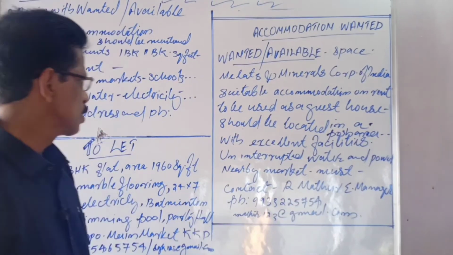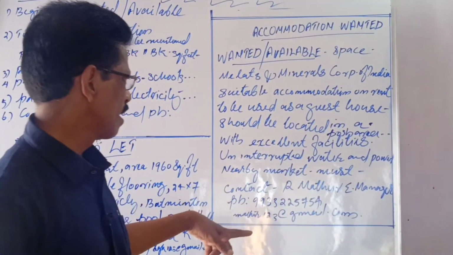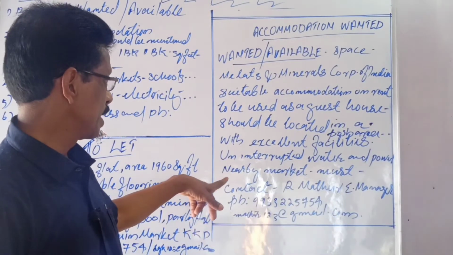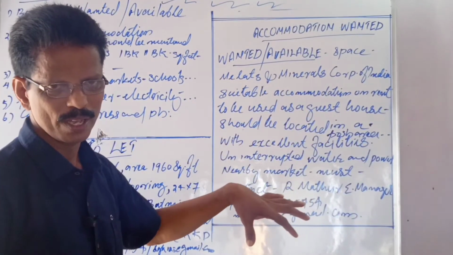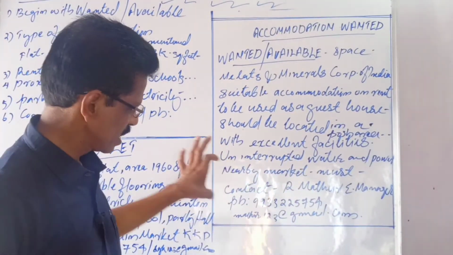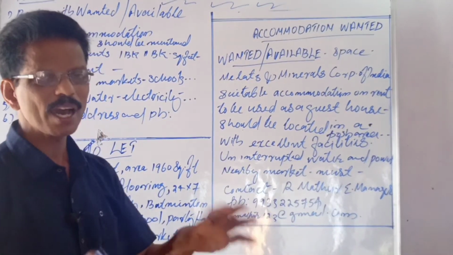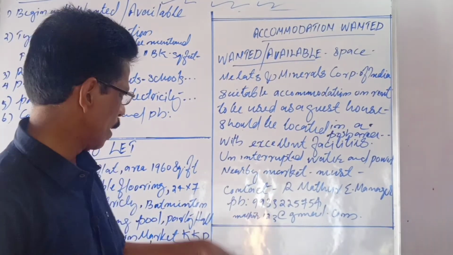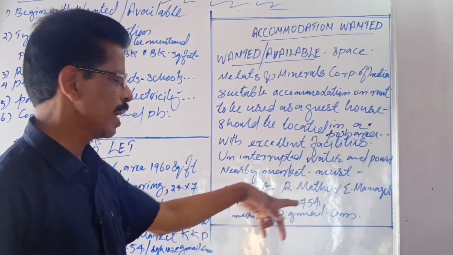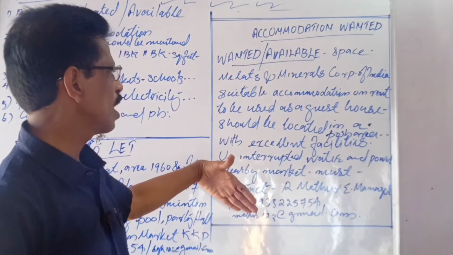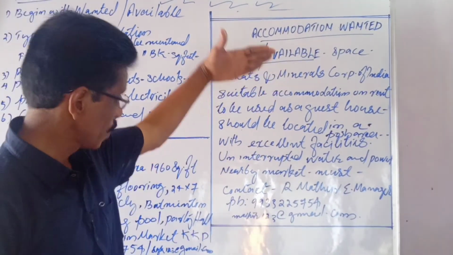Okay. So it will be mentioned, should be located in a posh area. That means not a remote place. Okay, now, with excellent facilities, uninterrupted water supply and power supply, a nearby market is a must. So they are looking for a space to be used as a guest house, so it should be near a market. It's a must. See, you notice that a full sentence is not given here. So they are looking for a place which is near the market. Okay, now, contact R. Mathur, executive manager. Phone number is given. Mail ID also is given. So in this way you have to write while answering accommodation wanted or available. This is the way you have to follow for examination.